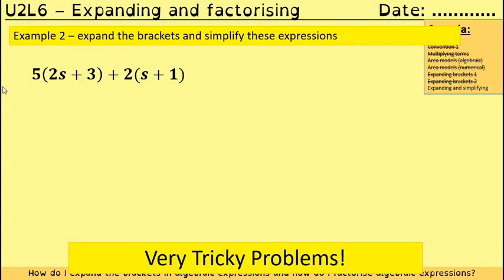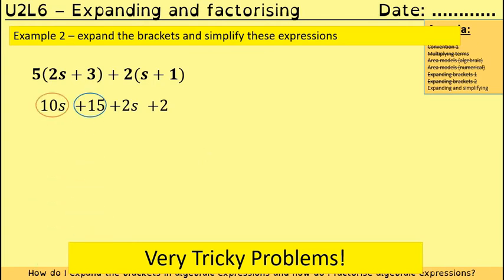So doing the multiplications, or expanding the brackets, in other words, gives me the expression. So just going back a little bit. When I multiply out the first bracket, I'm going to get 10s plus 15. And when I multiply out the next bracket, I've got positive 2 multiplied by s, and then positive 2 multiplied by positive 1, positive 2. And then I'm just going to collect like terms.